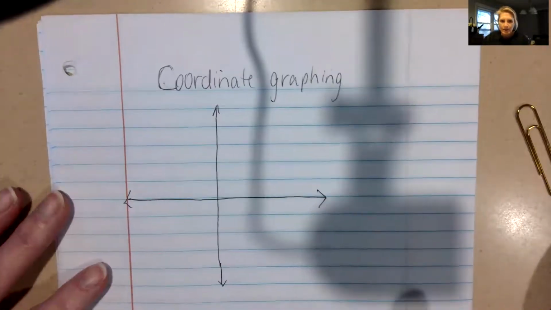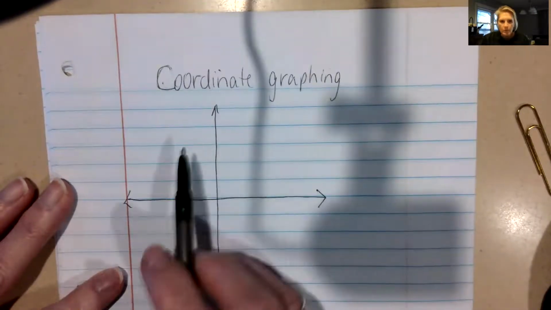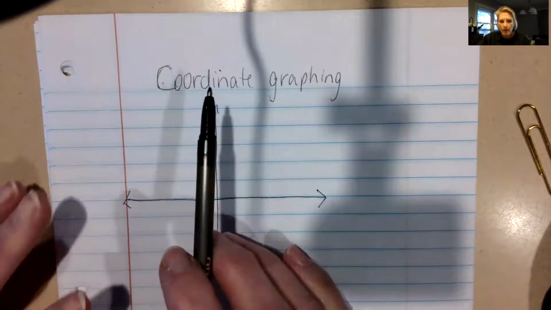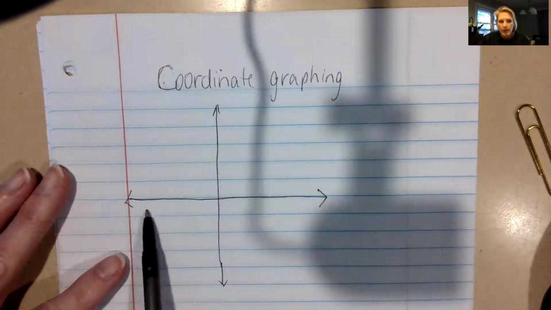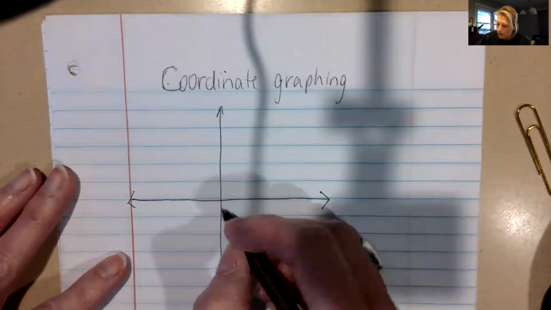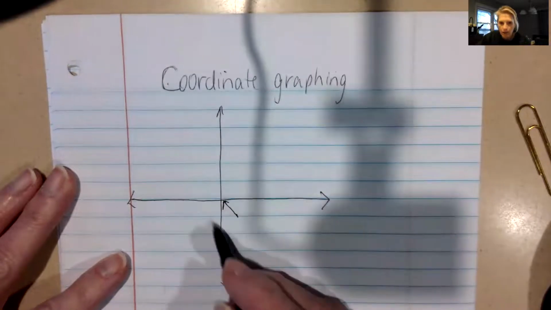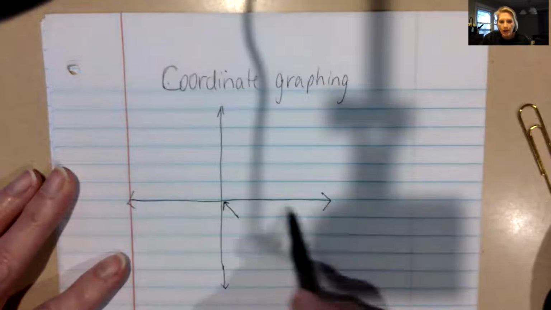Hello. So this little short video is on coordinate graphing. When we talked about line graphing on a number line, we only were graphing left to right, where that center point is 0. But now we're going to graph in a two-way system.